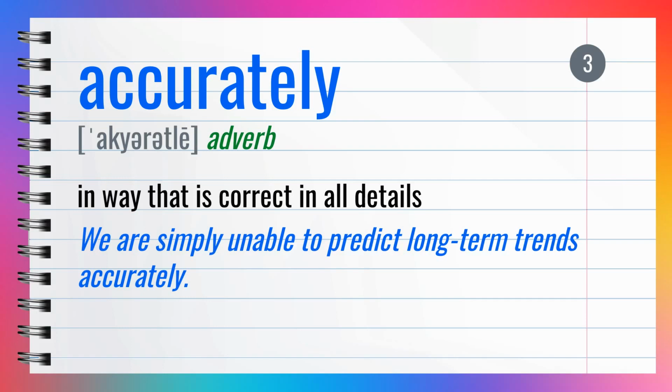Accurately. Accurately means in a way that is correct in all details. In a way that is correct in all details. For example, we are simply unable to predict long-term trends accurately. We are simply unable to predict long-term trends accurately.